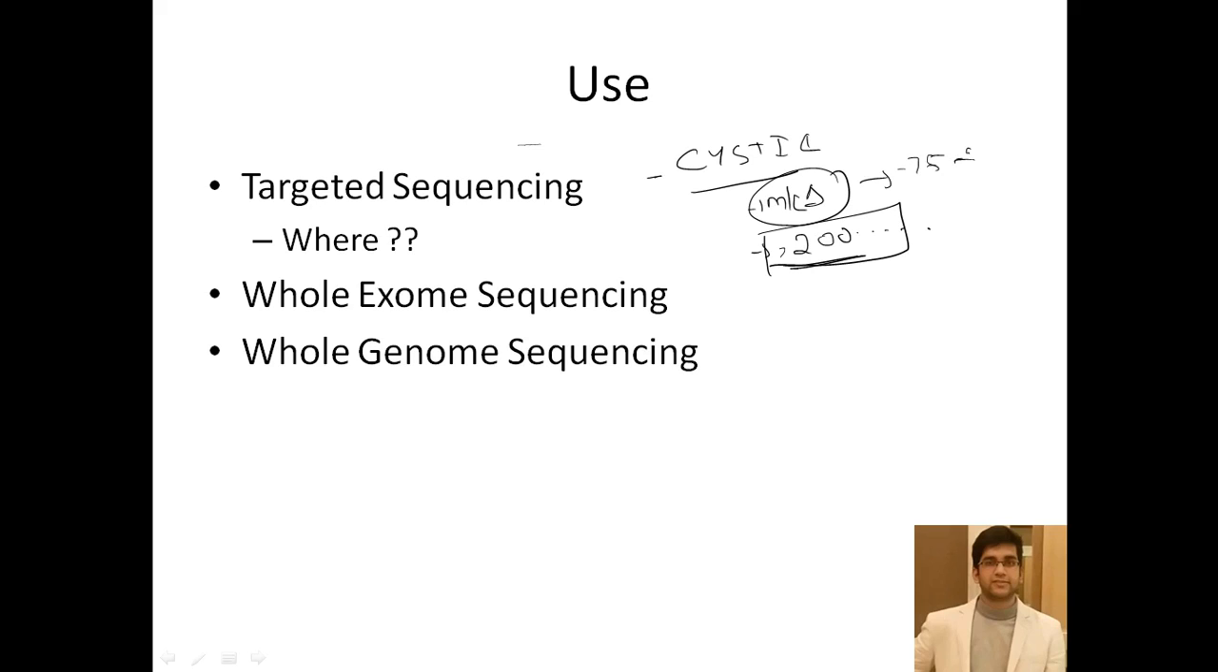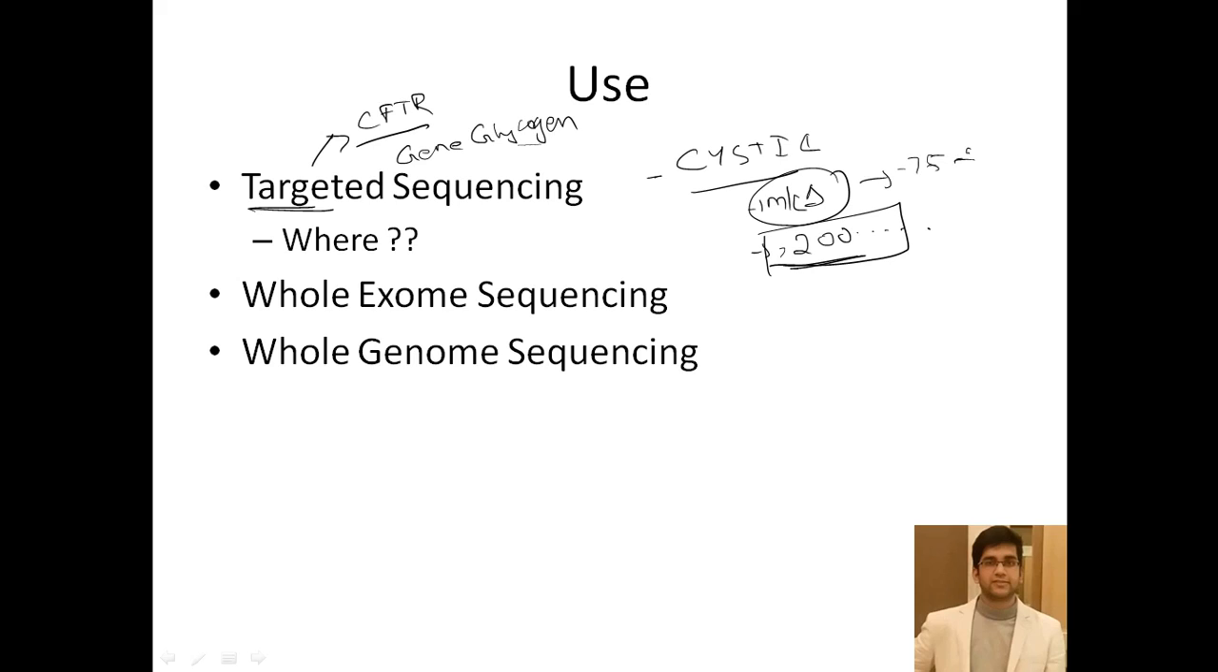This method is called targeted. I have a target. I want only the CFTR gene. I want only genes involved in glycogen storage disease. I have a target, so I sequence only them. That's called targeted sequencing.